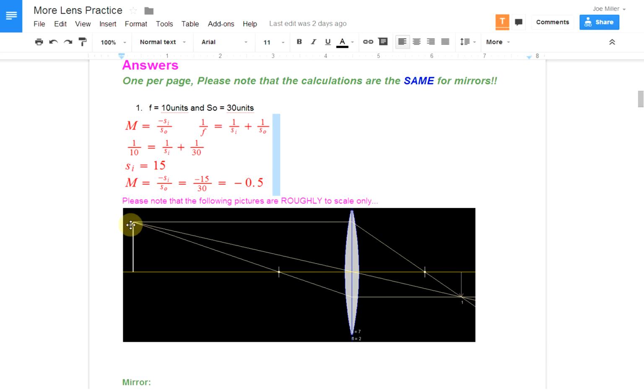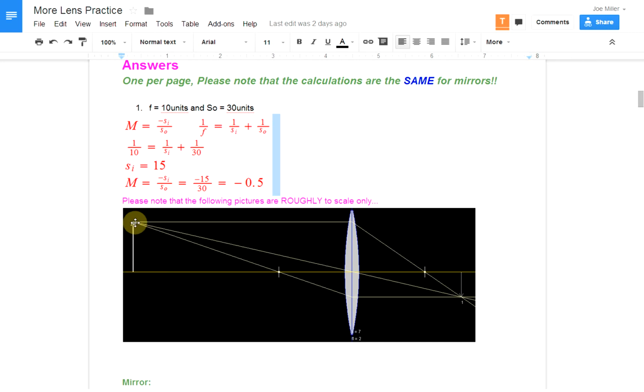On the other hand, light that leaves the top of the candle and goes through the center of the lens continues on its merry way. And finally, light leaving the top of the candle that goes through the focal point will hit the lens, turn, and go parallel. And we'll notice that all 3 of these special rays converge at a point here where we could put a piece of paper and get a real image of the candle. Notice it's upside down.